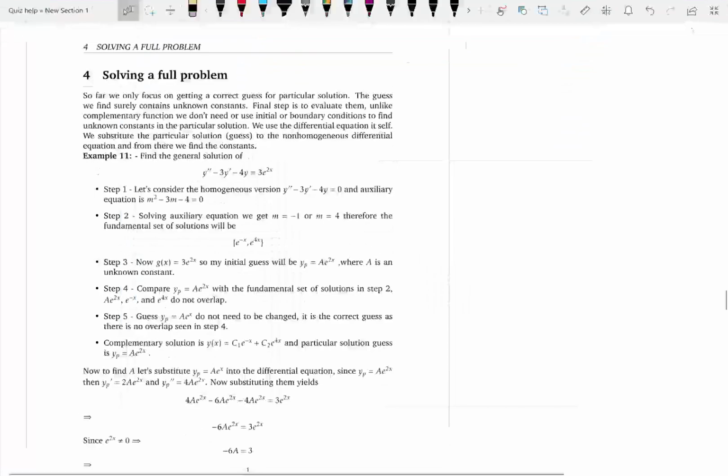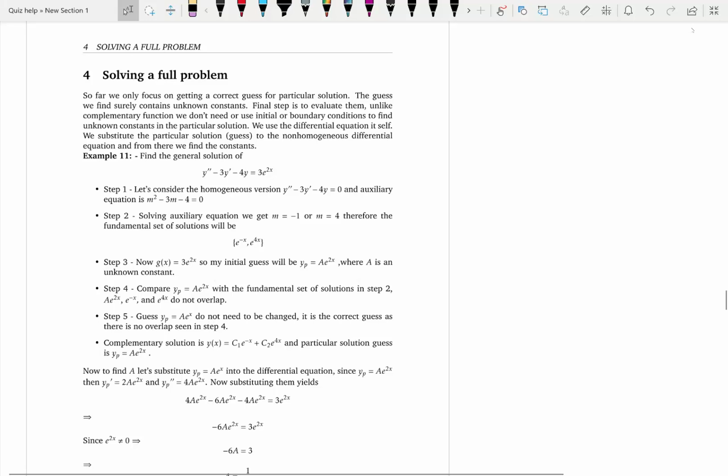Okay, so let's continue our discussion on section 4.4. So what are we discussing really? We want to solve a non-homogeneous differential equation. So what did we learn? Well, we learned we first solve the homogeneous form of the same differential equation. We find the fundamental set of solutions and we save it. Next, we look at the right hand side function, the non-homogeneous part, and we make a guess. We make an initial guess, right?